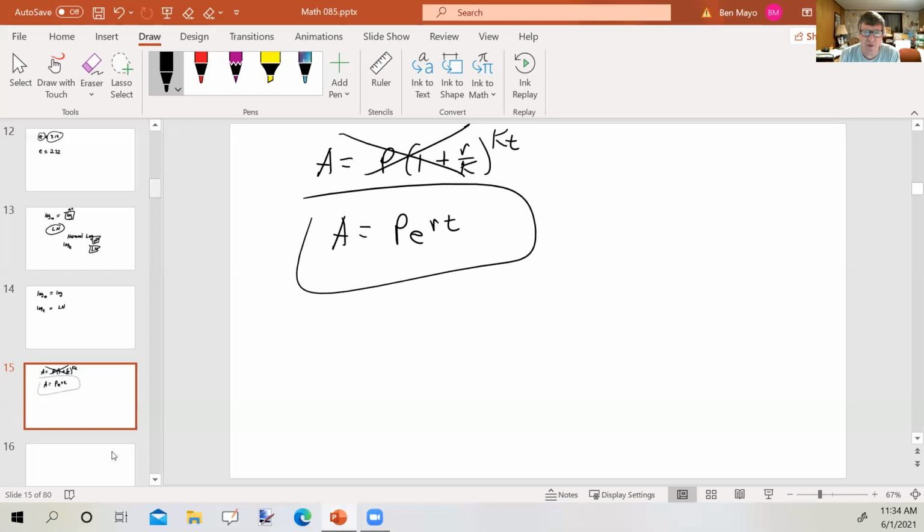So we're going to use this formula when we're dealing with something where interest is compounded continuously, or we're talking about an increasing or decreasing exponential situation, a population that's growing or decaying exponentially. All right, so let's take a look at some problems involving this situation.